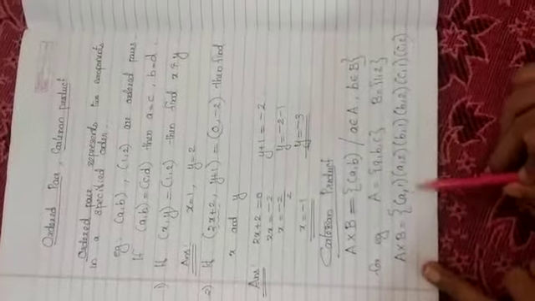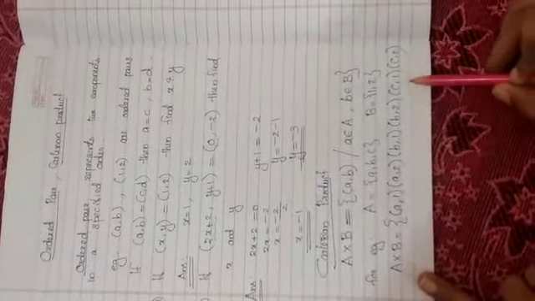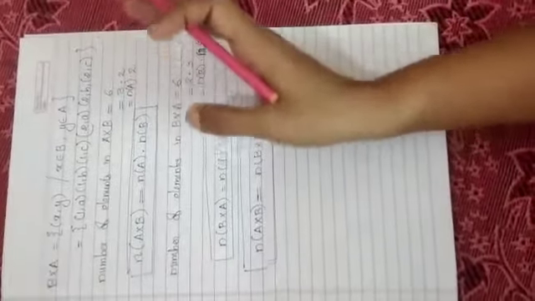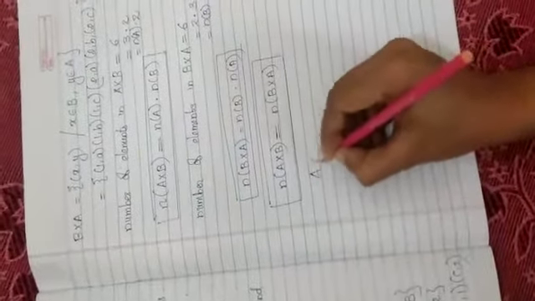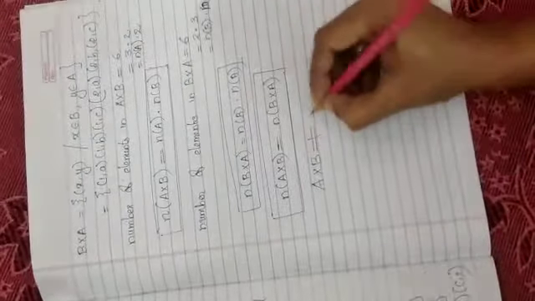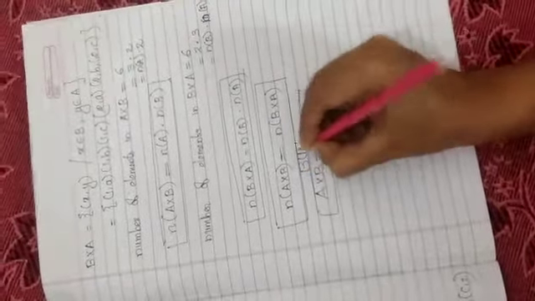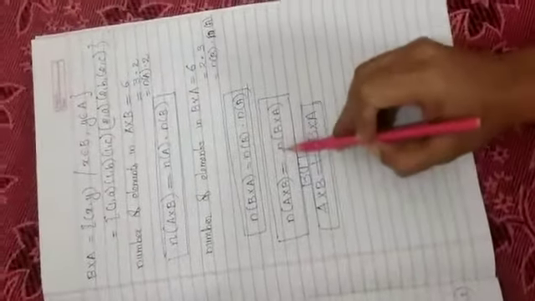Look, elements in A cross B are A1, A2, B1, B2, C1, C2. But elements in B cross A are 1A, 1B, 1C, 2A, 2B, 2C. So the sets are not equal. Generally, A cross B is not equal to B cross A, but the number of elements in A cross B equals the number of elements in B cross A.